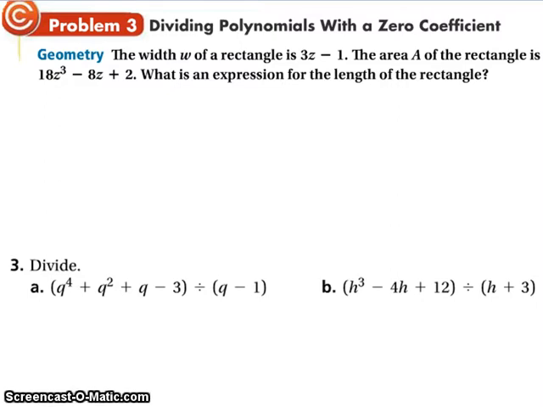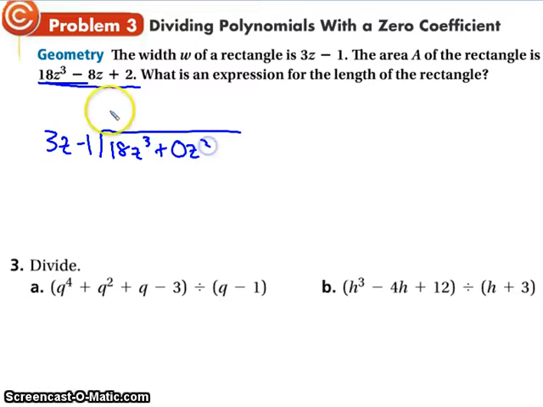Okay, one of the things we have to be careful of is sometimes they're going to skip a term. So you see this right here, they skip the squared term. When we do division, we're going to take 3z minus 1, and then inside we're going to put 18z cubed. We're going to fill in a z squared, and then we're going to work it out from there.